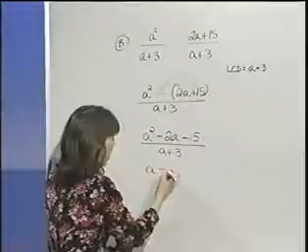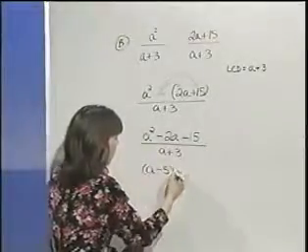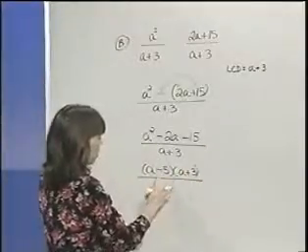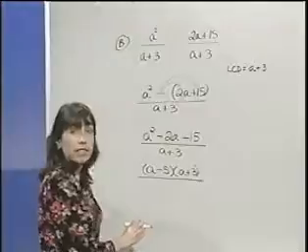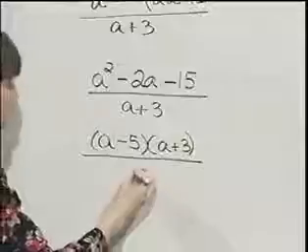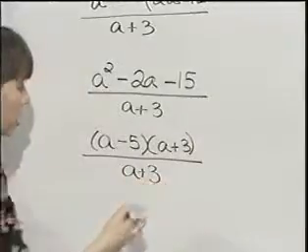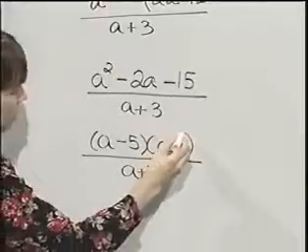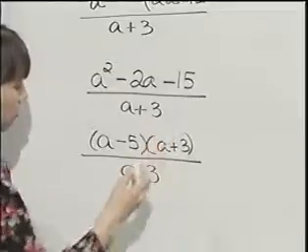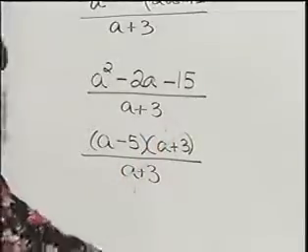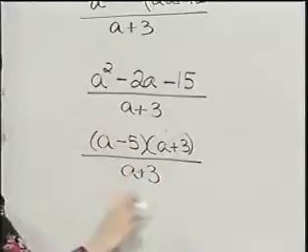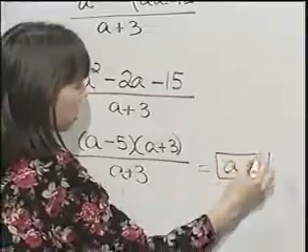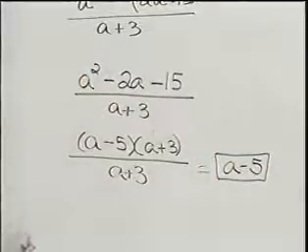I think that's going to be a minus 5, a plus 3, a squared minus 2a minus 15. That works. And then on the bottom I have a plus 3, and what do you know? I can reduce. I have an a plus 3 on the top, and I have an a plus 3 on the bottom, and therefore I'll reduce that to the number 1, and this just simply leaves us with a minus 5 as our result when we subtract those two fractions to start with.